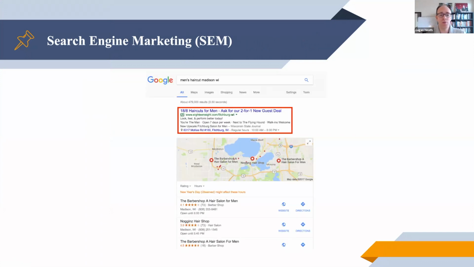So this is what we do. We say, I want to be at the top of Google tomorrow. We could start running ads. This is just an example: men's haircut Madison. Somebody's running an ad right at the top.